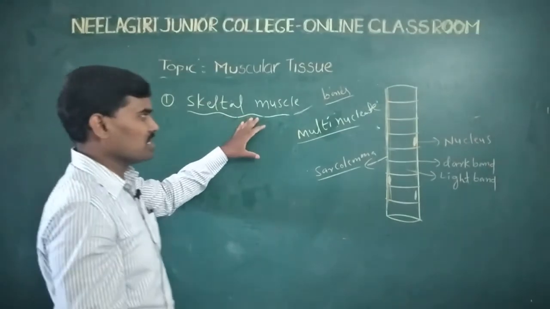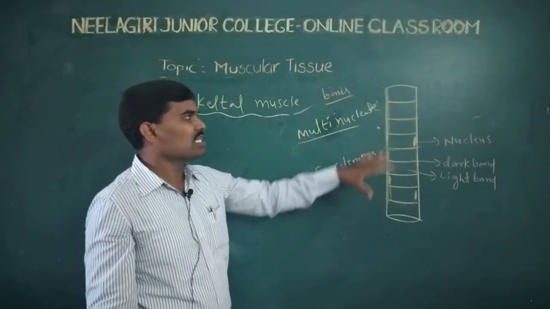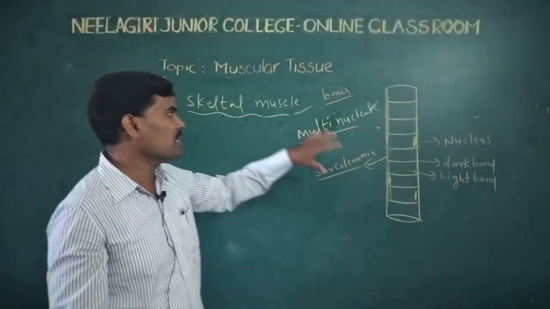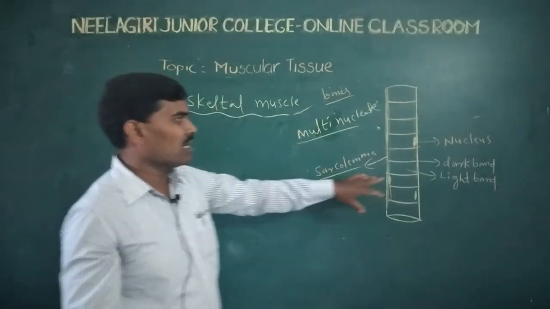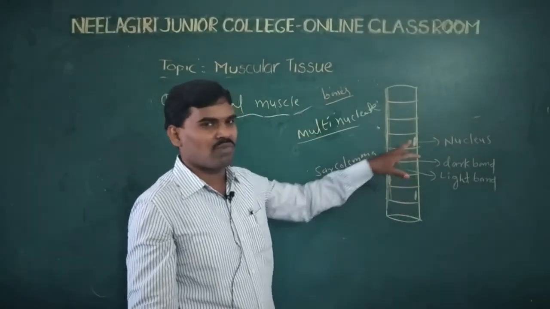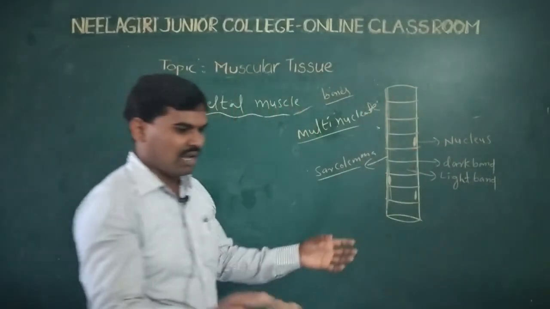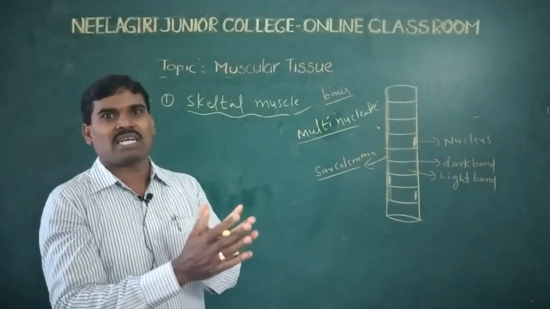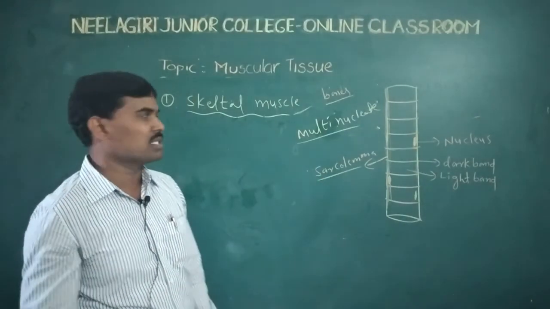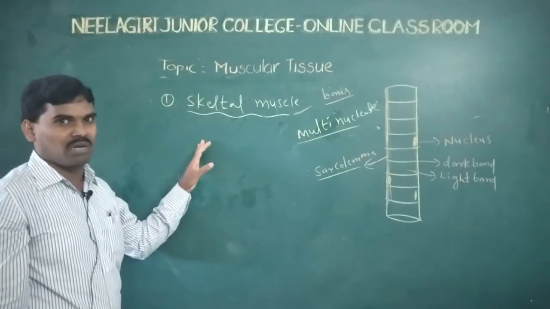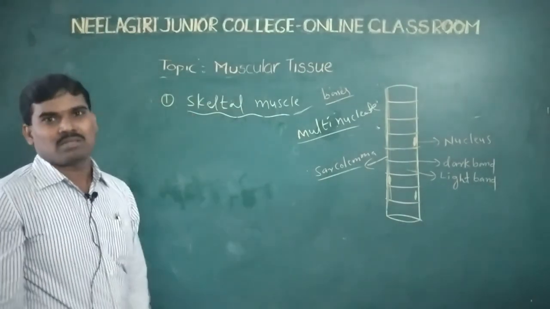The skeletal muscles have long and cylindrical structures, elongated, multinucleate, with dark and light bands one by one alternating as transverse bands. One by one they contract and relax, shortening and elongating the muscle. That is it regarding the skeletal muscles. Next class, the next type of muscles.